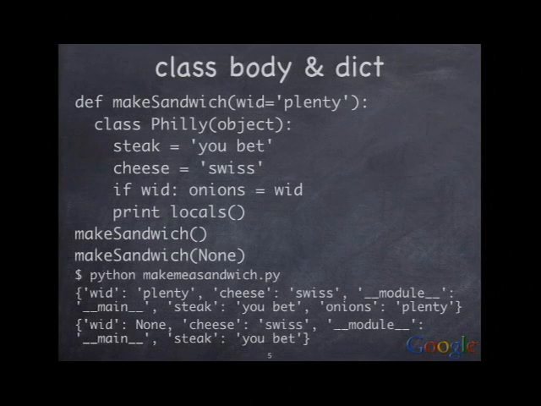It doesn't alter the dictionary in any way. It prints the locals dictionary. So if I call it without an argument, it defaults to plenty, and with none, to basically make this fail. And we can look at the dictionary. You can see that the dictionary the class is going to use has a value for onions if this has been assigned, but otherwise it simply lacks it.